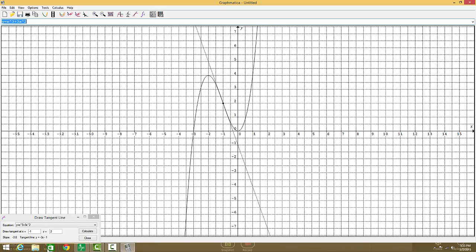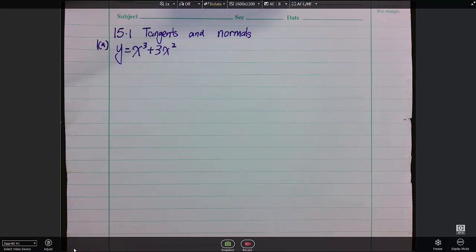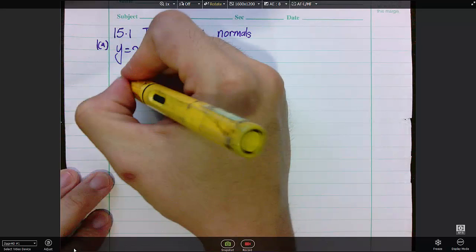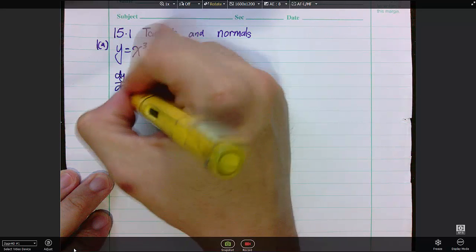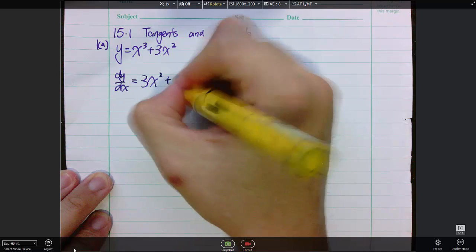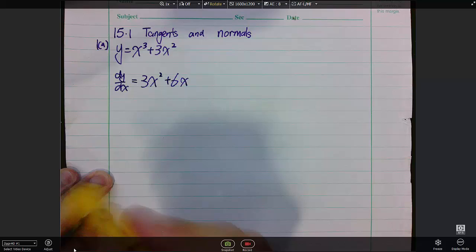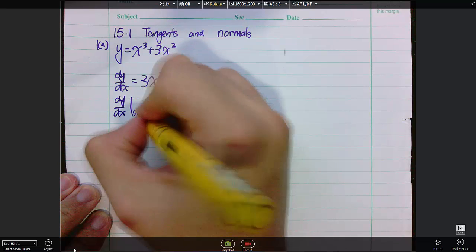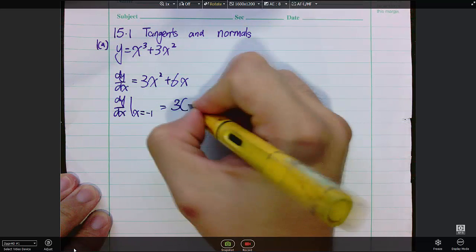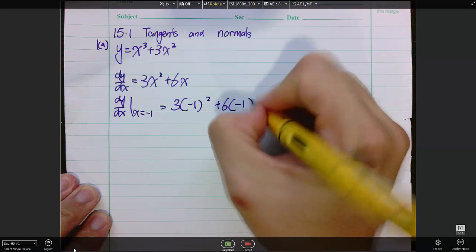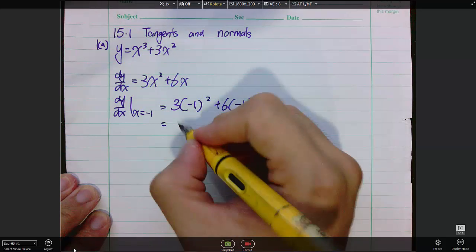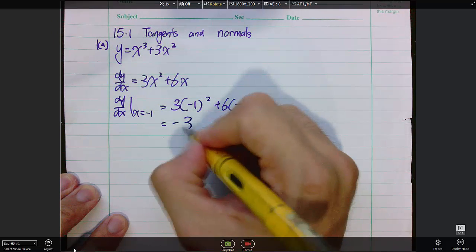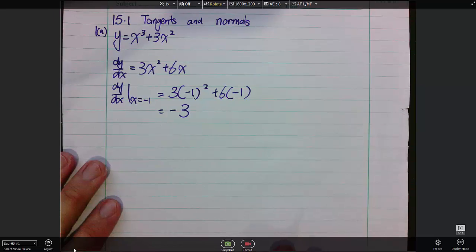Now let's see how we can calculate it without using Graphmatica. So let me go back to this one. First, we try to find the gradient of the tangent at that point. So first we differentiate: dy/dx is 3x squared plus 6x. To find the gradient at that tangent point, I let x equals -1. So I get 3 times (-1) squared plus 6 times -1. So my gradient is 3 minus 6, it is -3. So far so good.